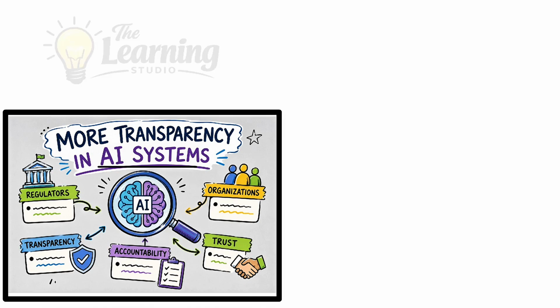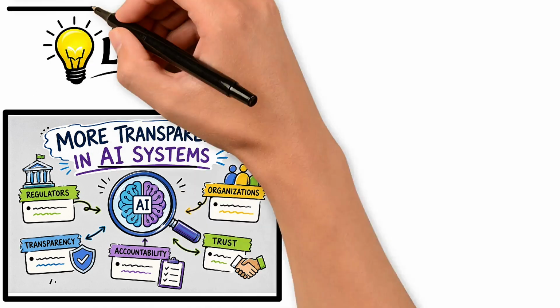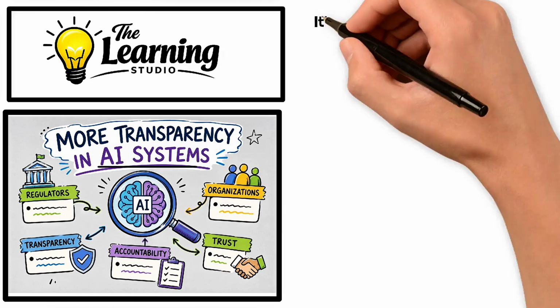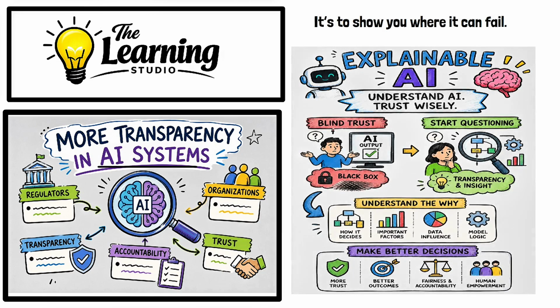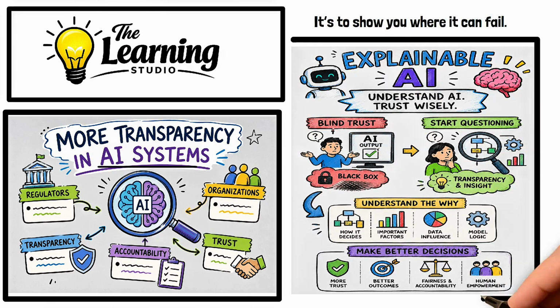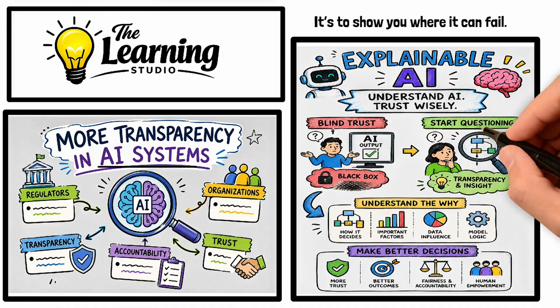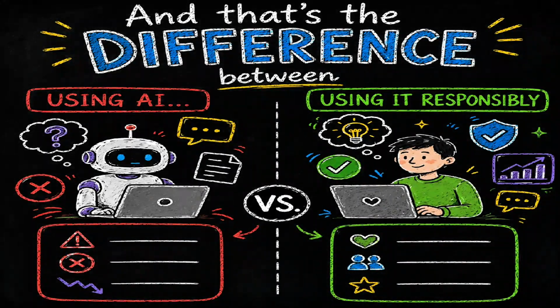At the Learning Studio, the goal isn't just to show you how AI works, it's to show you where it can fail. Because once you understand explainable AI, you stop blindly trusting outputs and start questioning the system behind them. And that's the difference between using AI and using it responsibly.